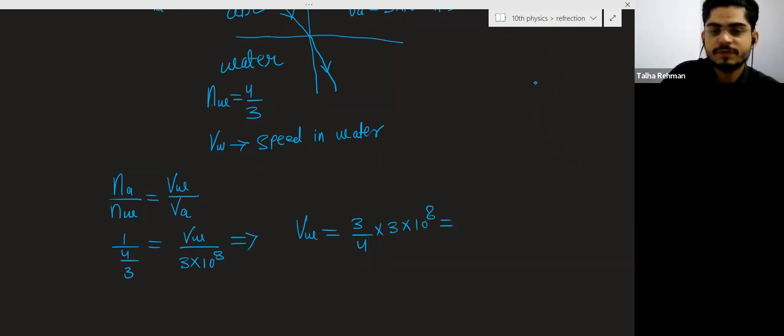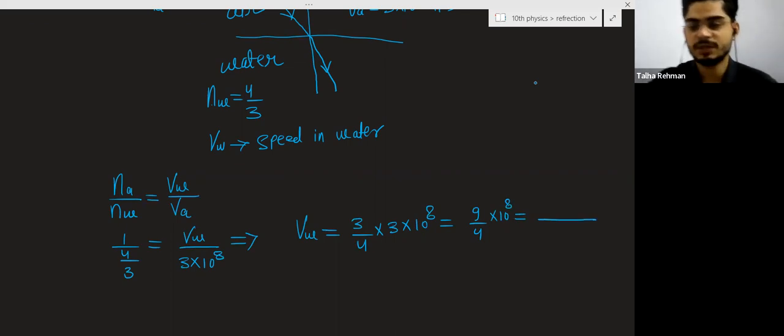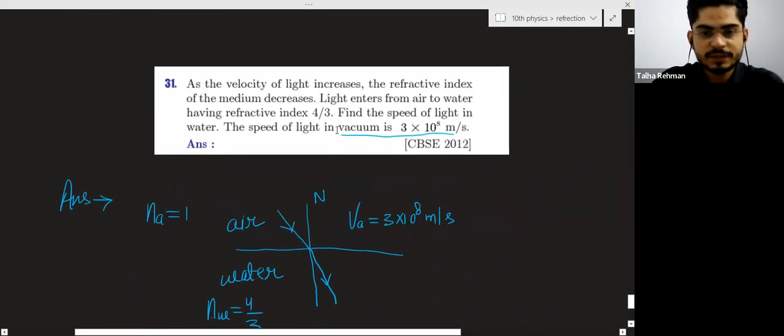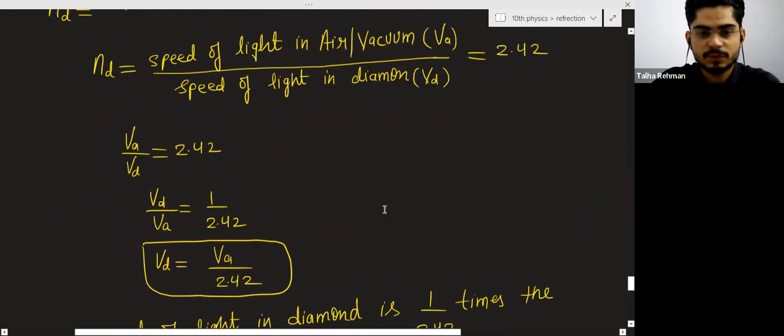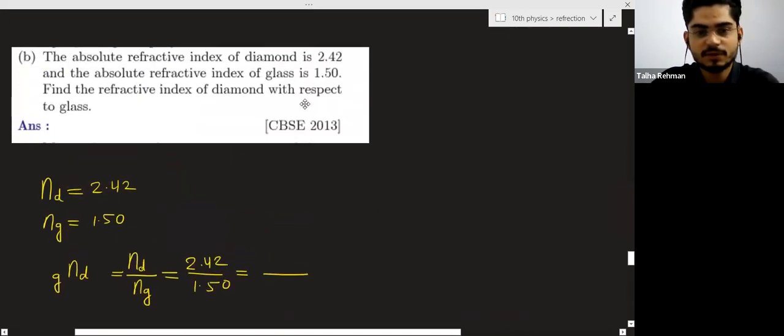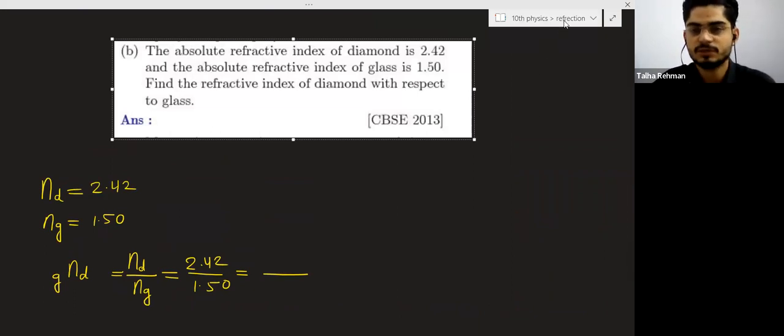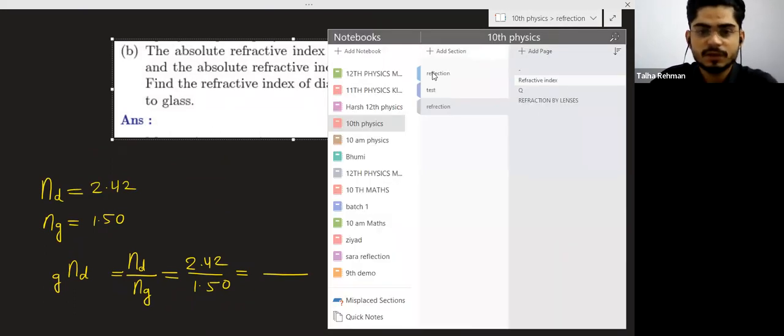So the overall answer will be 9/4 into 10 to the power 8, and when you calculate this, you will get the answer. I am leaving the calculation to you. So Azaan, this type of question you will get in your board examination from the topic refractive index. I have covered at least all types of questions that can be asked in your examination. Now this topic will be completed.